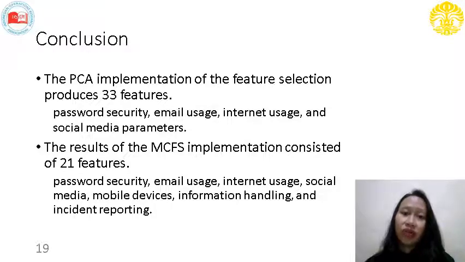The result of MCFS implementation consists of 21 features of the following parameters: password security, email usage, internet usage, social media, mobile device, information handling, and incident reporting based on the highest MCFS score. So, we have a conclusion that feature selection using PCA compared to MCFS shows that the MCFS approach is more superior as it covers all of the HRIS parameters.